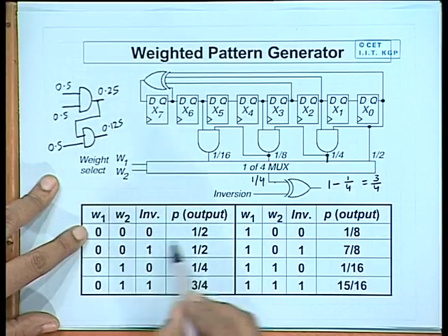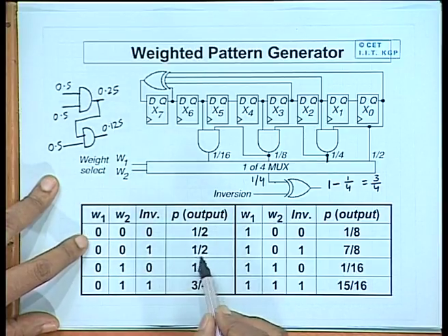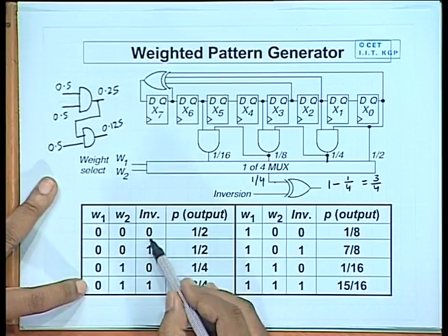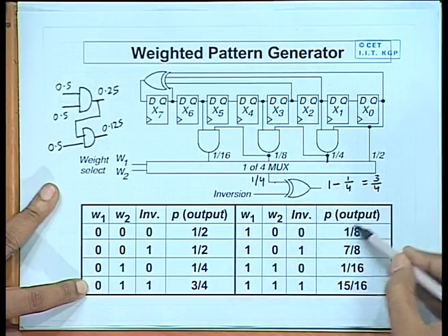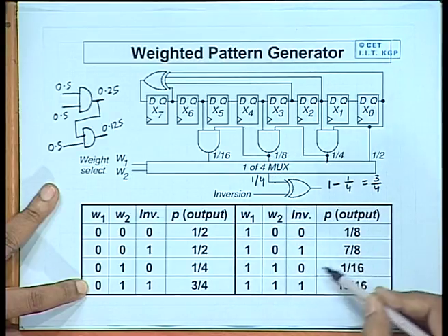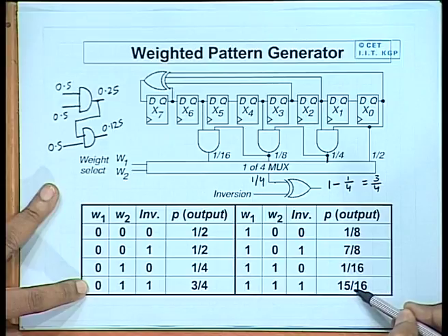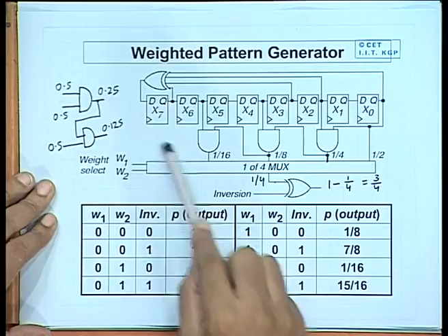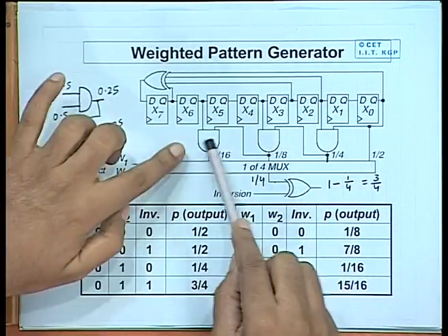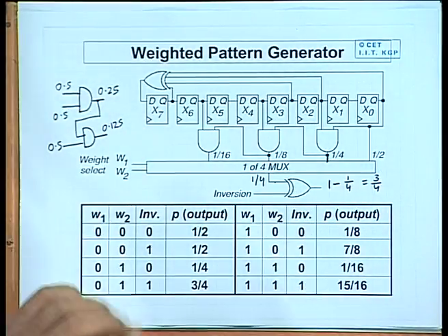So, you can have this half, 1/4. By setting the inversion to 1 you can have 3/4. Similarly, you can have 1/8. By setting inversion to 1 you can have 7/8. Similarly, 1/16 and 15/16. So, in this way, I have taken a very simple example with 3 AND gates and 1 XOR gate. You can increase the number of gates, you can use other kinds of gates. So, you can generate a circuit which can give you a number of different values of signal probabilities or weights.